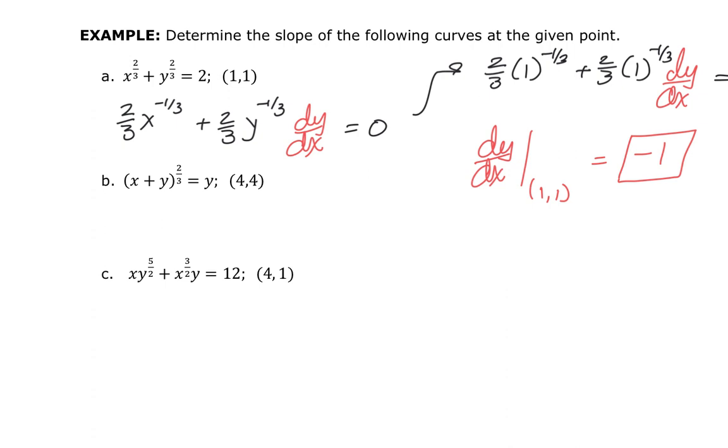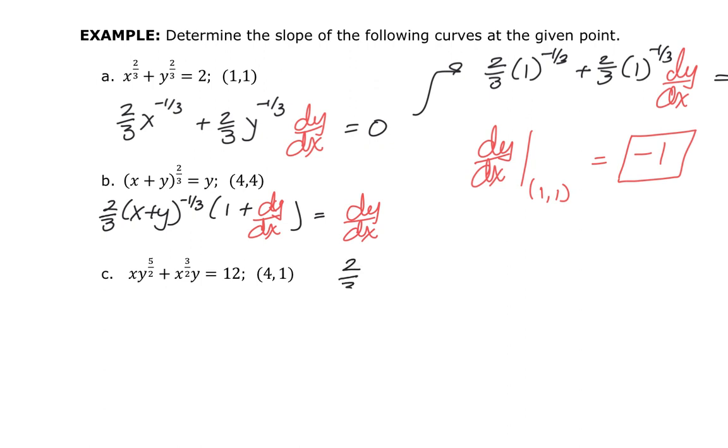Let's take a look at B. Again, I'm going to do my derivative. So I have 2/3 (x plus y) raised to the negative 1/3. The derivative of my inner function is 1 plus, and then the derivative of y is dy/dx. On the other side, I'm just going to get dy/dx. Then I'm going to go ahead and put in wherever I see x, I'm going to put in 4. Wherever I see y, I'm going to put in 4. So I have 2/3, (4 plus 4) raised to the negative 1/3, multiplied by 1 plus dy/dx.